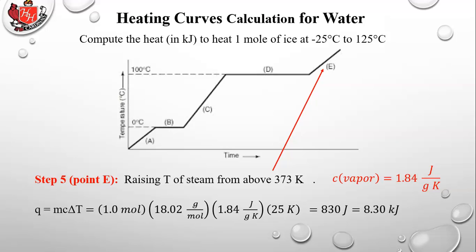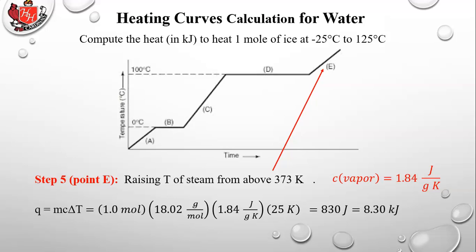So the specific heat of water vapor, again, it's a number you can look up on a table, it's a fixed number, is 1.84 joules per gram Kelvin. So we go back to our heating equation that includes delta T.